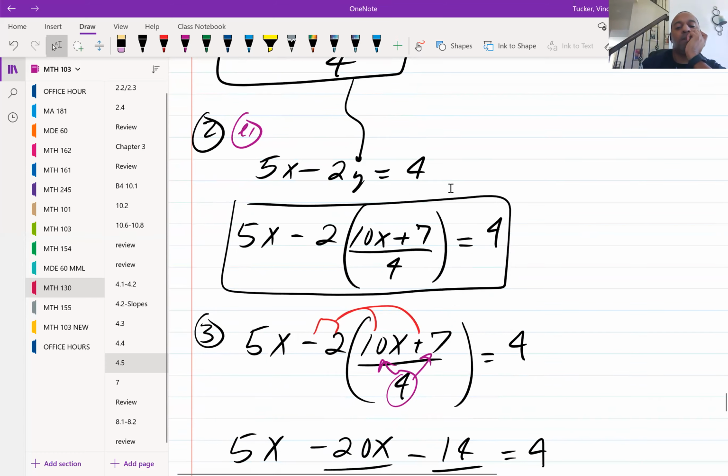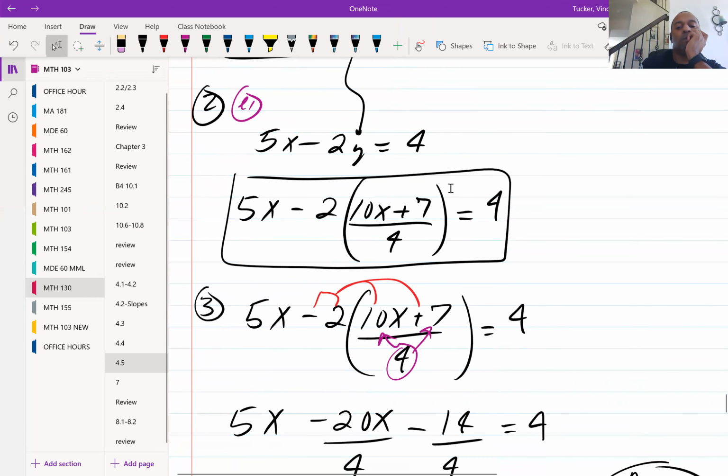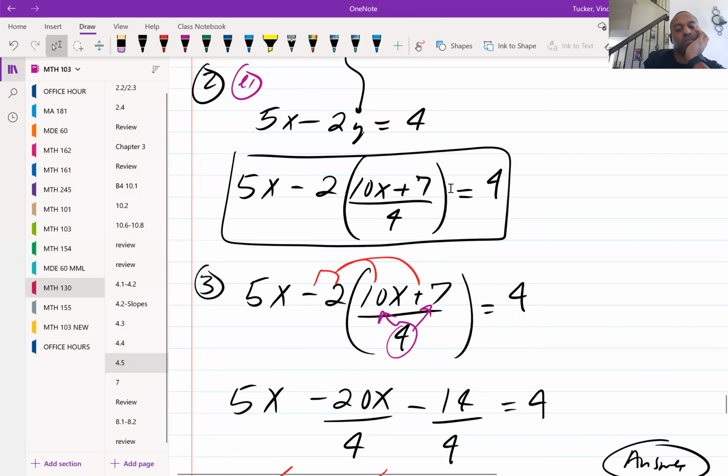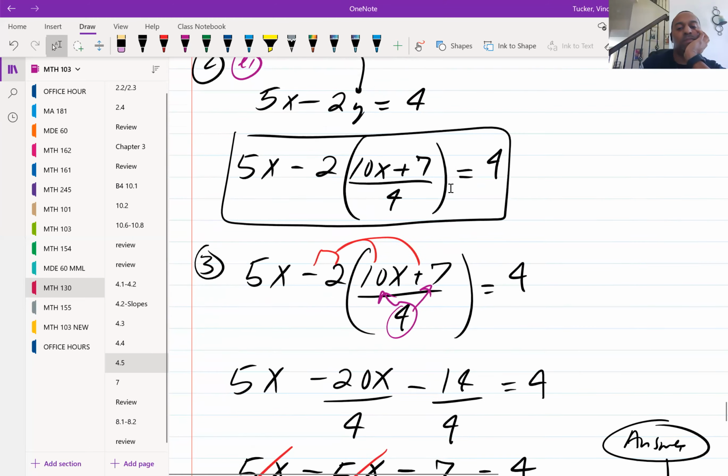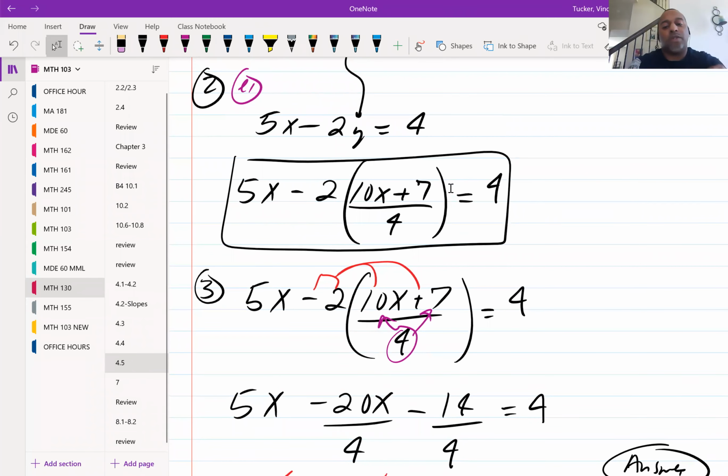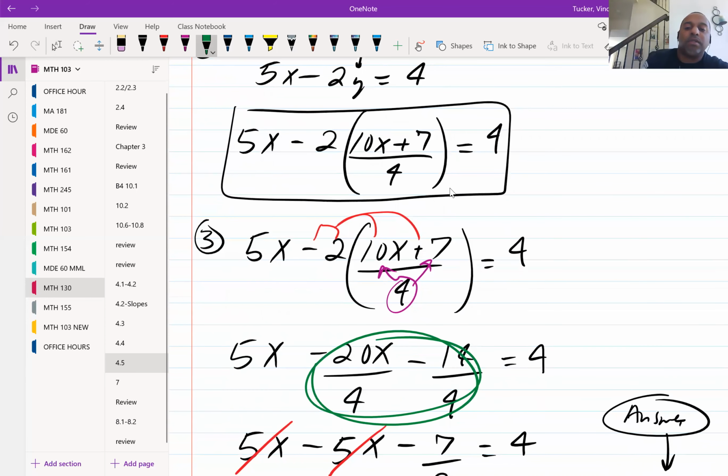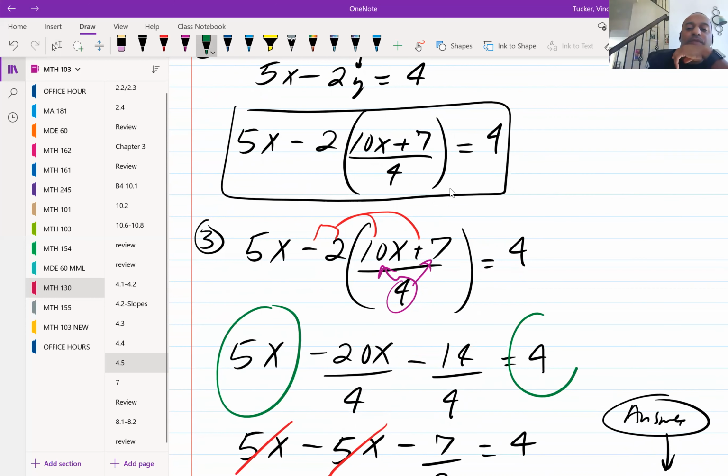So we can look to simplify this. The 4 has to go into each term, and that -2 has to multiply each term in that parentheses. So that's why I tried to simplify there. So the -2 times 10 is 20x. -2 times 7 is -14. And then divide each term by 4. So that's what we got going on here. 5x is still here, 4 is still over here.